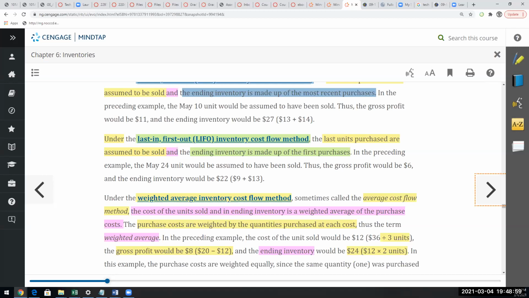So the purchase costs are weighted by the quantities purchased. So you buy one for $5 and 500 for $10. That $5,000 has much more impact on the value of the inventory than the one or two that you bought for that cheaper amount. So that's why they call it a weighted average.